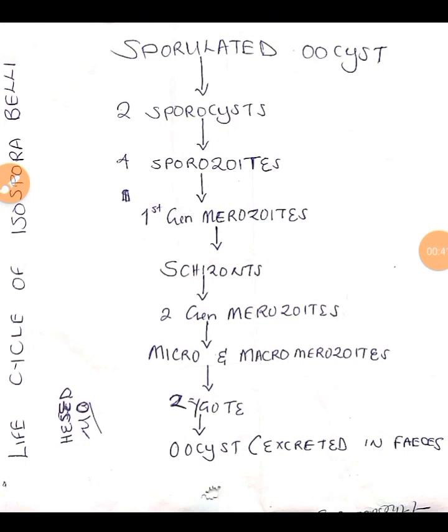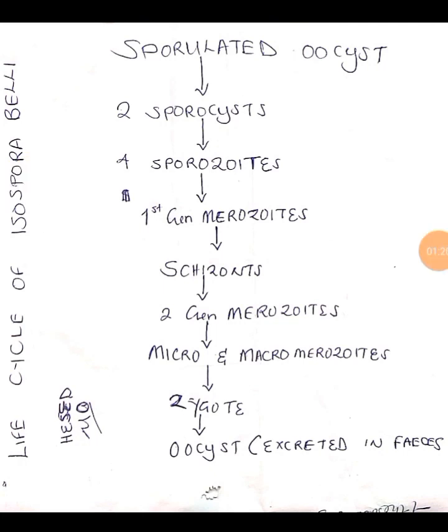So the first thing in the life cycle of Isospora belli is the infection, or the beginning of the infection. The infection begins with ingestion of sporulated oocyst. The oocyst ruptures in the small intestine because the pH in the small intestine is favorable in such a way that it allows the rupture of the oocyst. When the oocyst ruptures, it will release two sporocysts. As we can see, it will release two sporocysts.